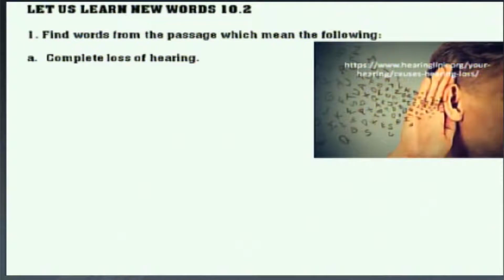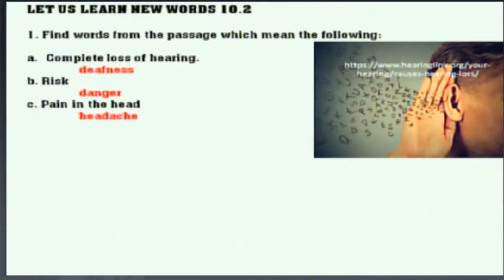Complete loss of hearing. I think we all know it, very simple. Deafness. And you see this word many times in the text. Risk. Again, we all know. Danger. Pain in the head. Just now, in the previous slide, we had this word. Headache. Found. Discovered.